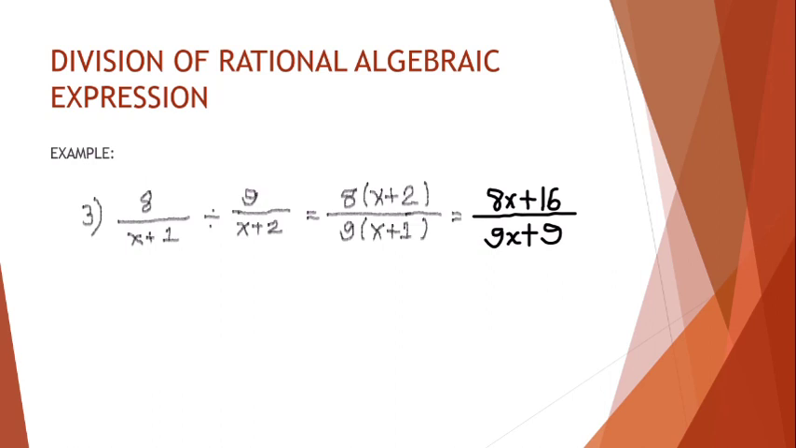Next one. Ngayon, babaliktarin nyo yung x plus 2. Kasi nung binaliktad nyo, yung 9 punta dito. So, gawin natin tong times, then ito ay x plus 2. Kaya naging ganito. Then, solve it using the distributive property. So, 8 times x is 8x. 8 times 2 is 16. 9 times x is 9x and 9 times 1 is 9.